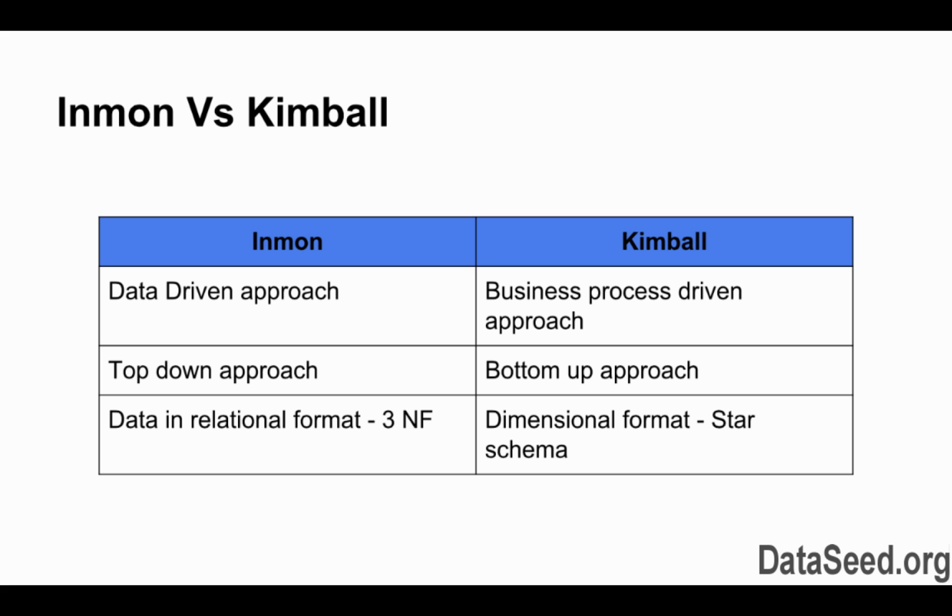The second main difference is Inman's approach is top-down, whereas Kimball's approach is bottom-up, which means Inman proposes to create the enterprise data warehouse first and then create small data marts, whereas Kimball's approach is to create the data marts first and then combine them together using the bus architecture to create the enterprise data warehouse. The third difference is that the data warehouse in Inman's approach is in third normal form, whereas Kimball's follows something called dimensional modeling for the data marts.